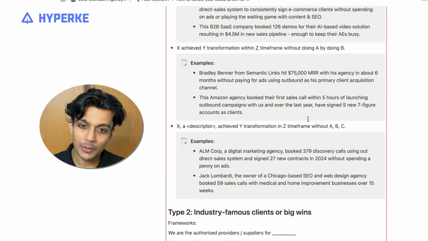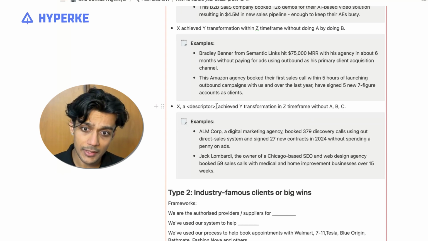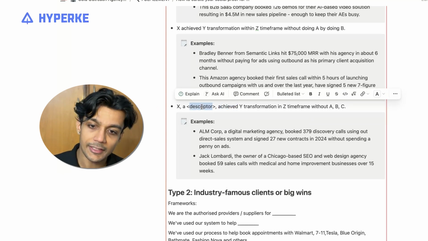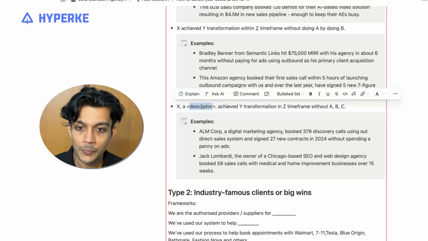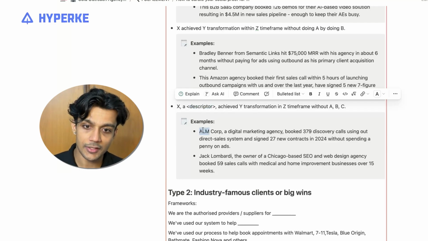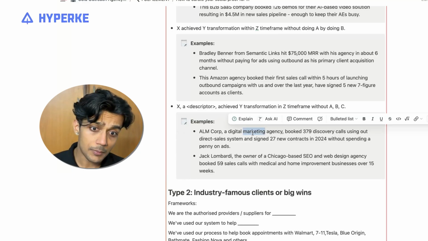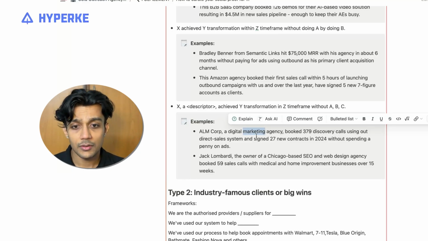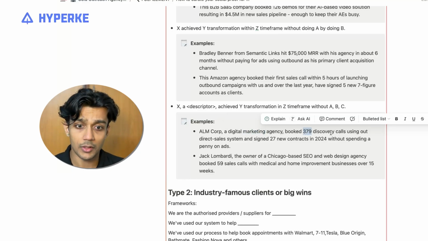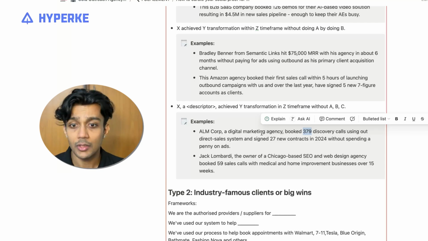Finally, the last framework. The thing to note here with this one is that you add a descriptor explaining what your hero does. So example, ALM Corp, which is a digital marketing agency. So this descriptor allows you to explain what the hero does. Outcome: 379 discovery calls, 27 new contracts in all of 2024, 1 year, without spending a penny on ads.